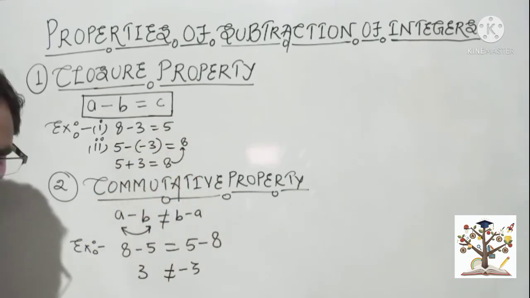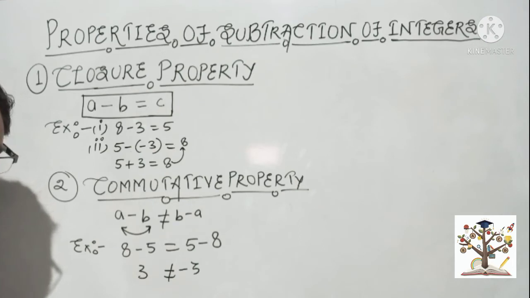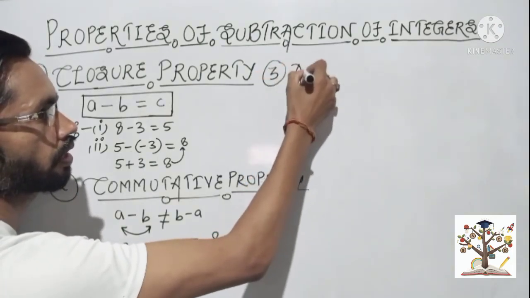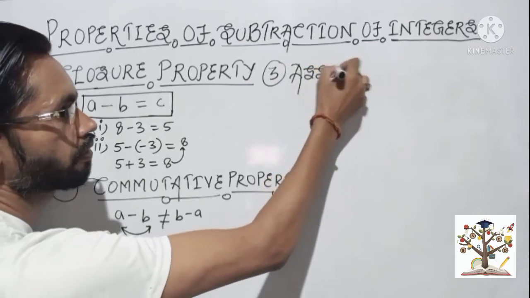Okay. Now, coming to the next property. Property number 3, that is the associative property.